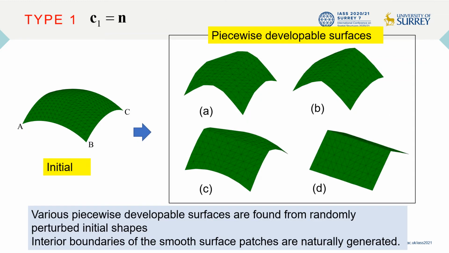For type 1, various piecewise developed surfaces are found from the initial surfaces randomly perturbed from this shape as shown here, and each one of 4 equal parts of surface A consists of diagonally placed 2 planes, and the surface D consists of 2 planes. So we can see from these results that interior boundaries of the smooth surface patches are naturally generated using the proposed method.